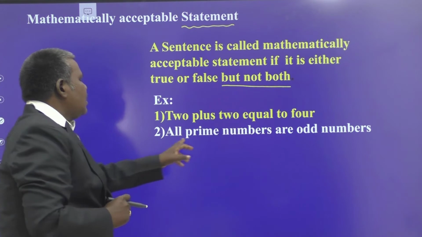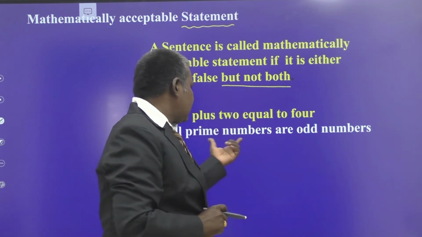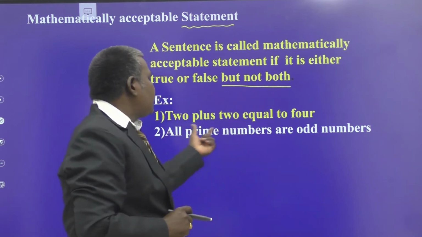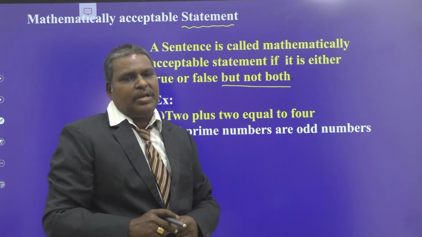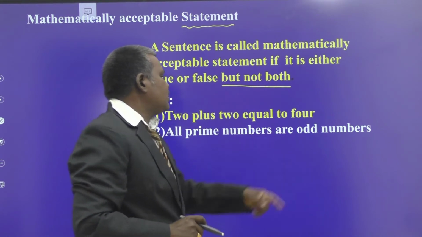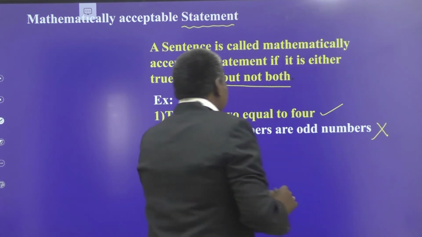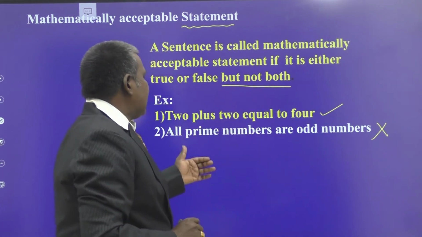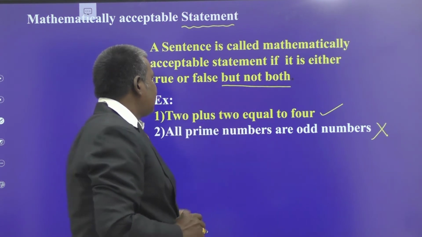Next one: all prime numbers are odd numbers. This is the next statement. We know that 2 is also a prime number. So this statement is a wrong statement. The earlier one is a correct statement, and this is a wrong statement. Clearly we can decide whether it is true or false. This is a true statement, and this is a false statement.